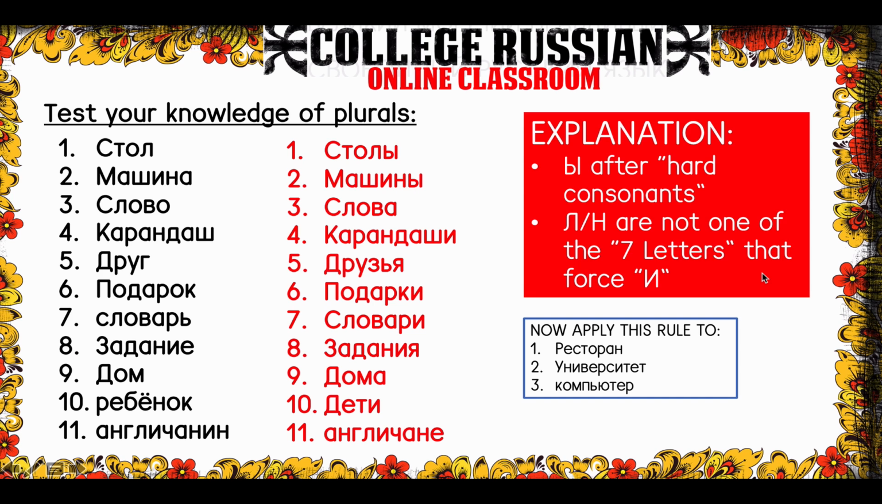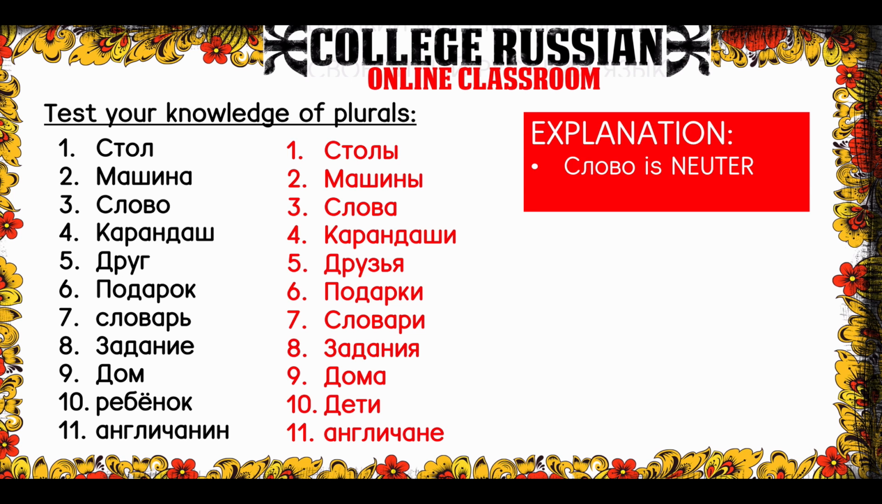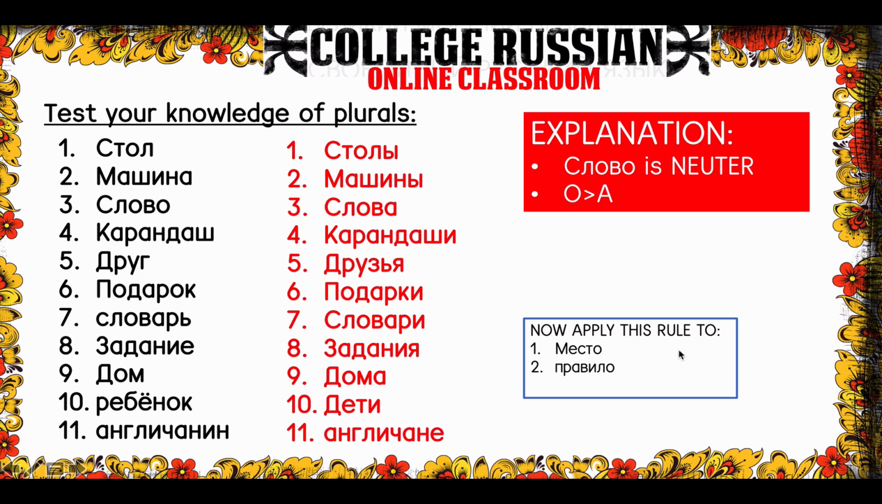Next. Real quick, take a moment and apply this rule to these words. All of these are hard consonants. There's no need for you to get an и on the end because these are all hard consonants, so all of these would have the ы on the end. Рестораны, университеты, компьютеры. Next, let's talk about слова. So слово, the original of this, is a neuter. And neuters get а and я endings. So the о is going to turn into an а, and then you could apply that rule to these words as well: места and правила.